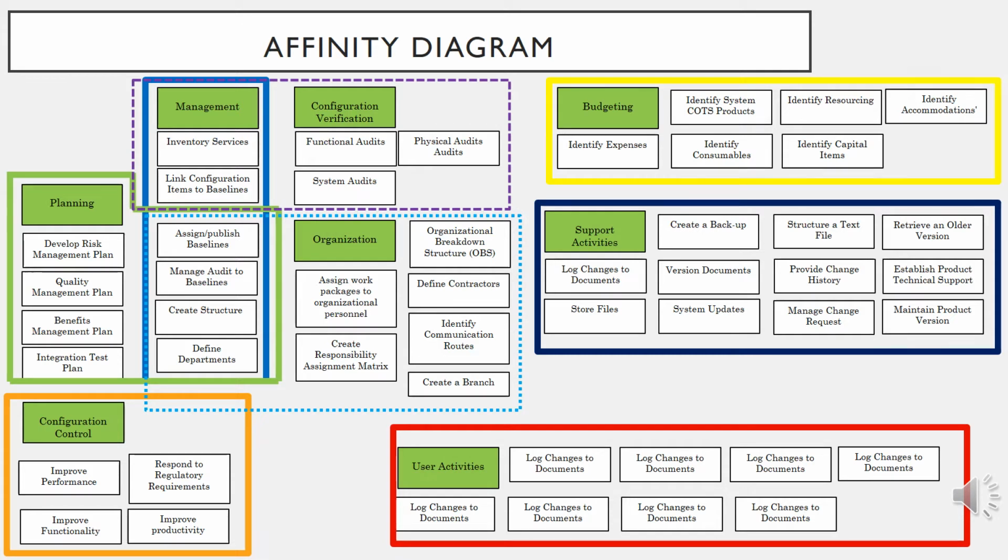Our major group headers are planning, management, configuration verification, organization, configuration control, budgeting, support activities, and user activities. Under each respective category, functions can be found pertaining to that particular group. Some groups represent nesting or interconnected functions with other groups. This means that those functionalities can pertain to multiple groups, thereby depicting the system's overall complexity.